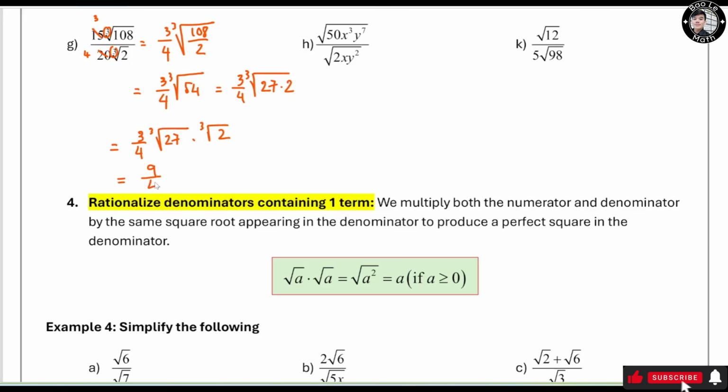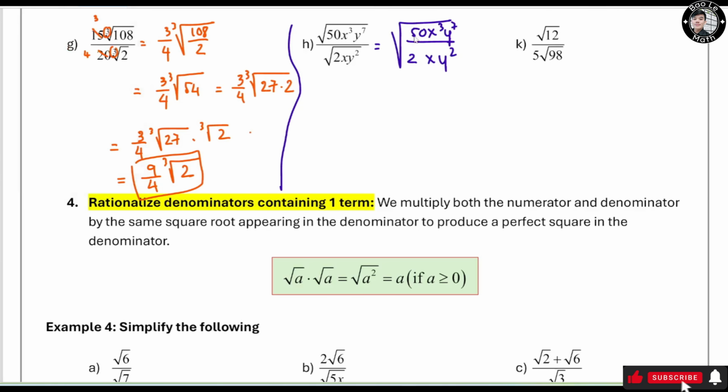So 9 over 4 cube root of 2, right? Now this guy can be written as the same square root, right? So 50 s cubed y to the 7 over 2 y squared, right? Now 50 divided by 2 is 25, so we have square root of 25. s cubed divided by s is s squared, right? y to the 7 divided by y squared is y to the 5th, right? Remember, we have a to the m over a to the n, it is a to the m minus n, so keep that in mind, right?